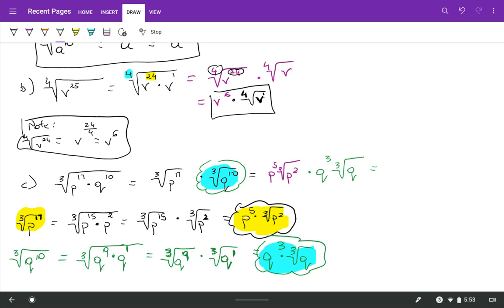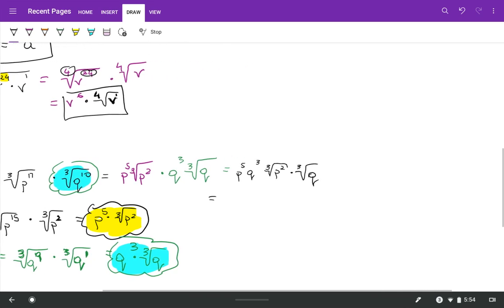So we have, let's move everything that doesn't have a radical in front. So we have p to the 5th, q to the 3rd, and then we have radical of index 3, p squared, times radical of index 3 of q. So to simplify that here, this is p to the 5th, q to the 3rd.